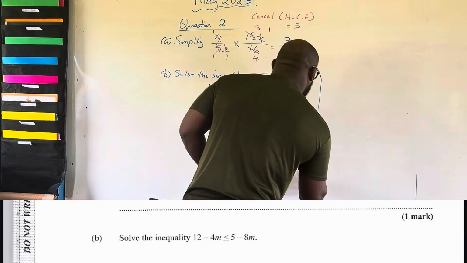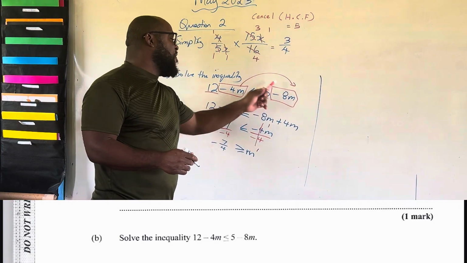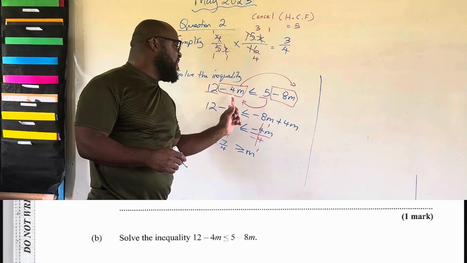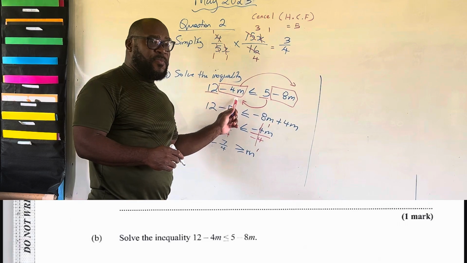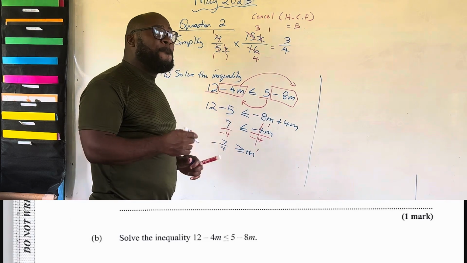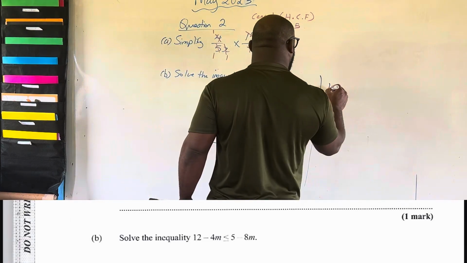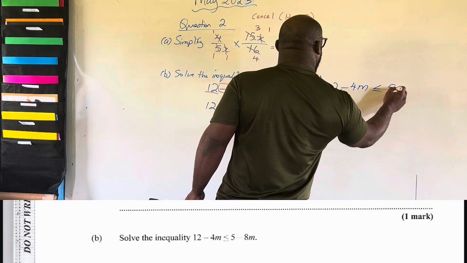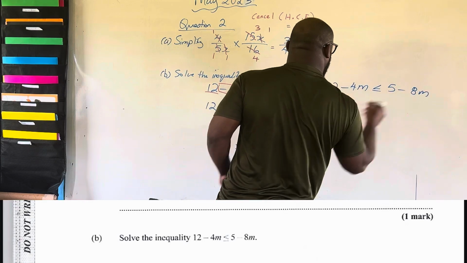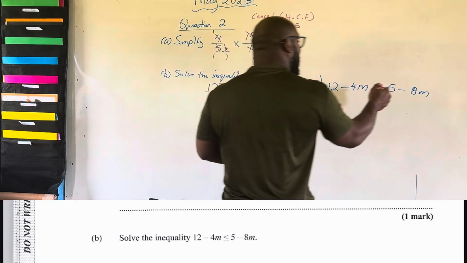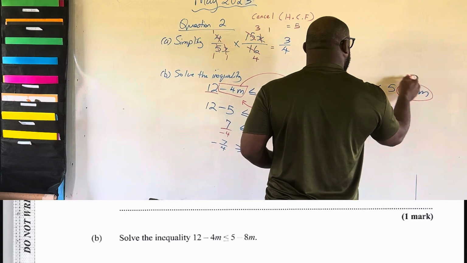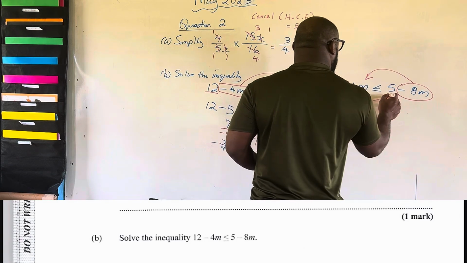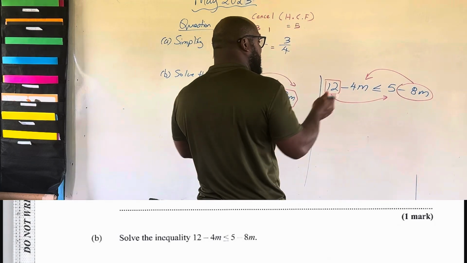Another way was, if you brought this over, it would become positive 4m. That means you have positive 4m take away 12. The m would have been positive. So instead, we're going to bring over the negative 4m, and we're going to carry over the 12.